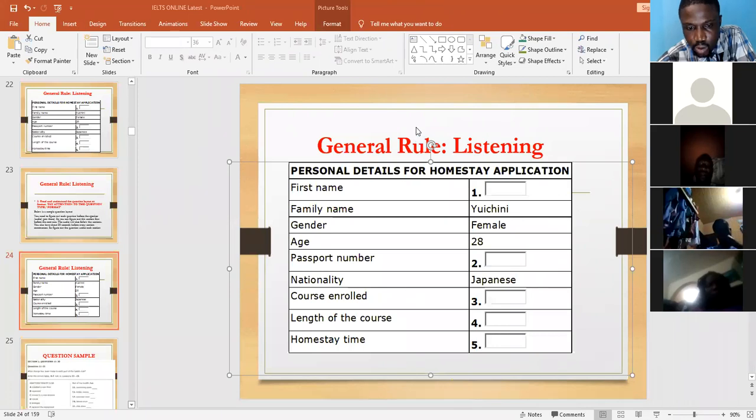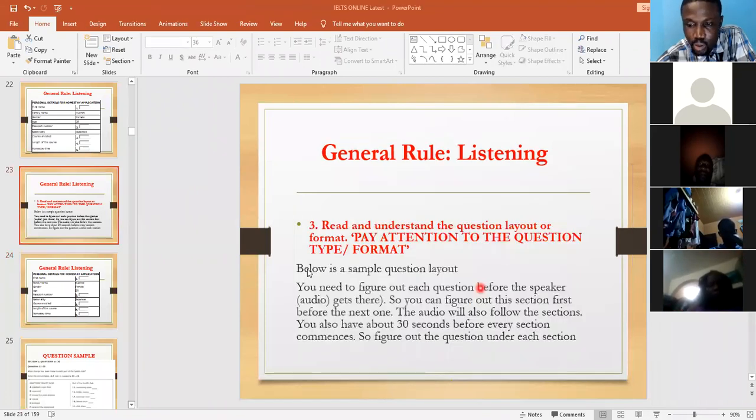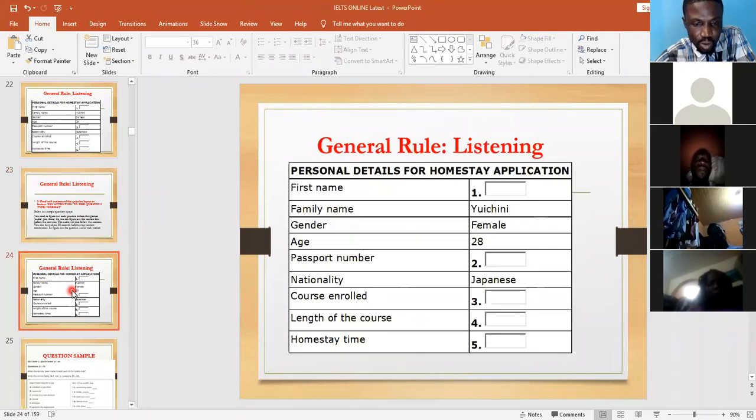I was talking about the third rule, which is about understanding the question format or layout. If you look at this part, this is a sample question, and you need to understand the question layout. This is the first name. The first name is missing, and that's number 1. The second one is the passport number. That's number 2. Things like family name, gender, age were given. Number 3 is the course enrolled for. Number 4 is length of course. Number 5 is home stay time.